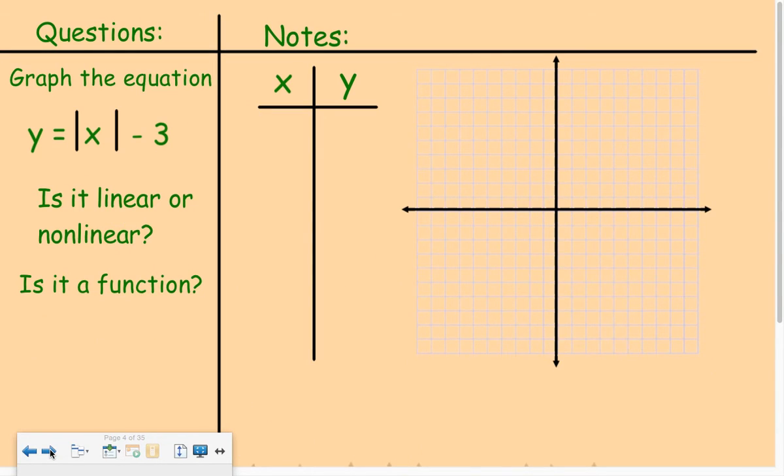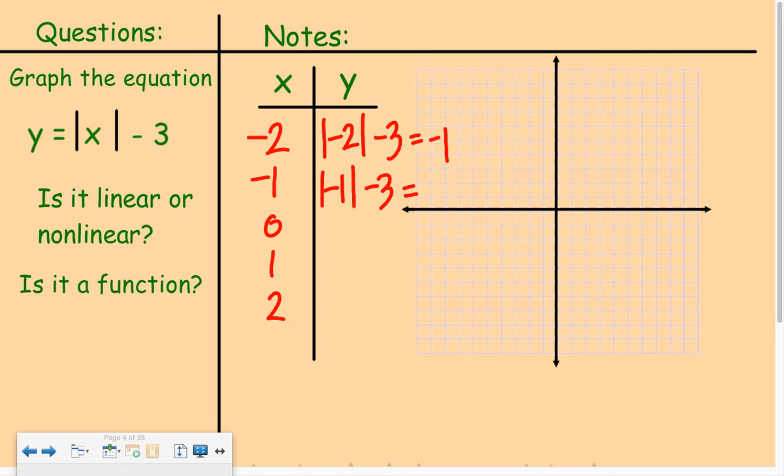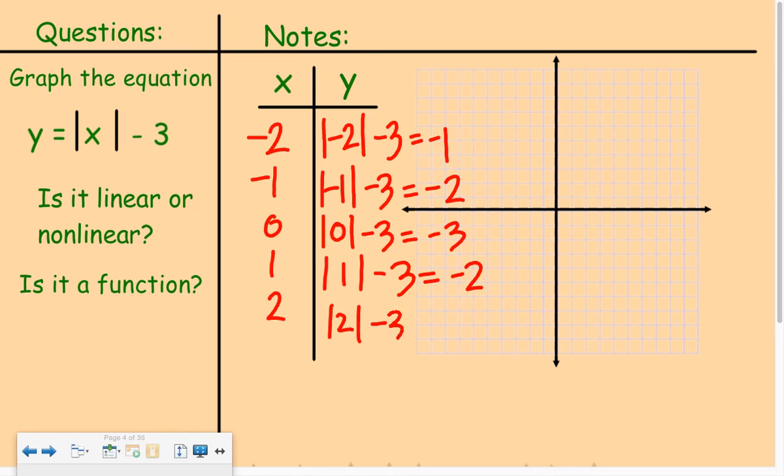All right, this time we've got absolute value. So the absolute value of x minus 3. So our table of values, -2, -1, 0, 1, and 2. So the absolute value of -2 minus 3. Well, the absolute value of -2 is 2. 2 minus 3 is -1. Absolute value of -1 minus 3. Absolute value of -1 is 1. 1 minus 3 is -2. Absolute value of 0 minus 3 would be -3. Absolute value of 1 minus 3 would be -2. And the absolute value of 2 minus 3 would be -1.